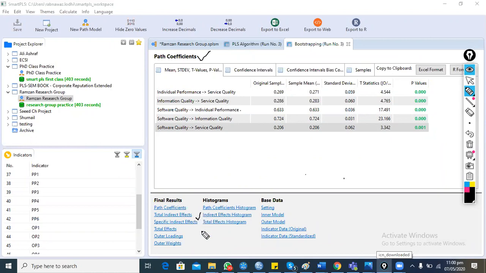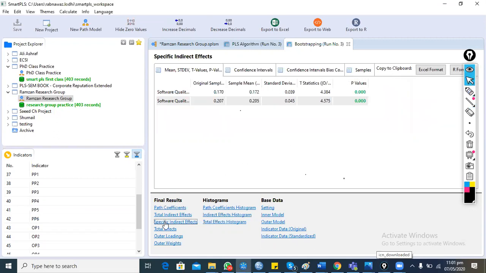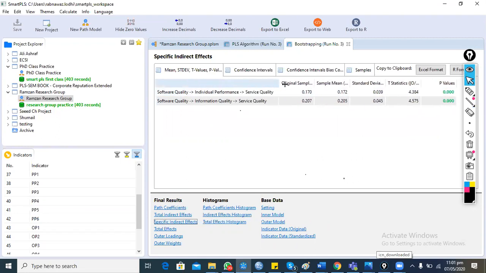This is very important, specific indirect effect. We need to check this specific indirect effect for both mediator variables, because we have two mediators and both variables have specific different indirect effects. We need to click on specific indirect effect. Oh my goodness, there are two specific indirect effects.